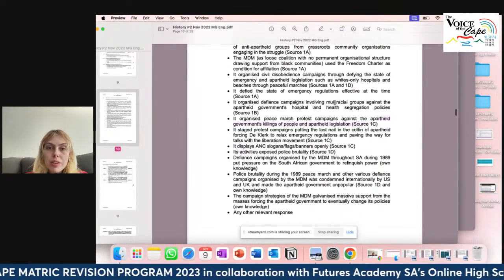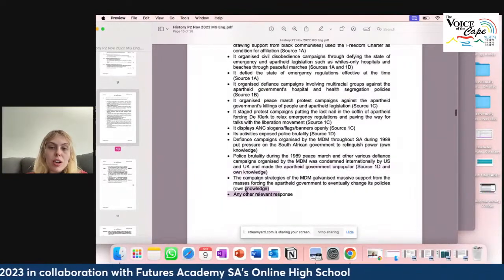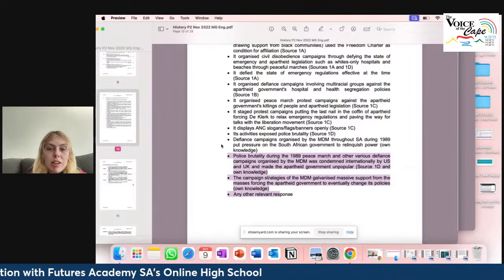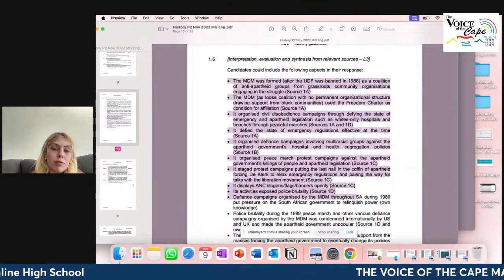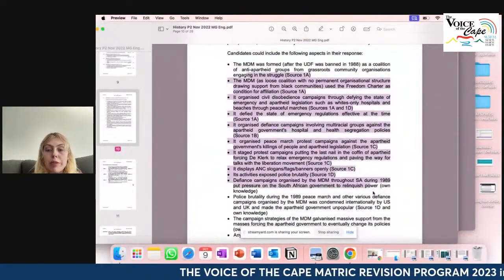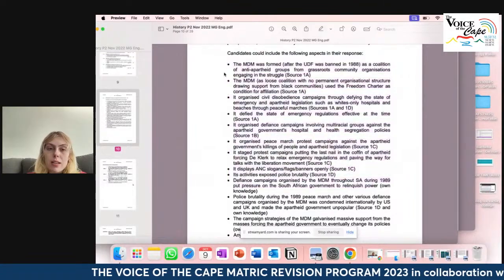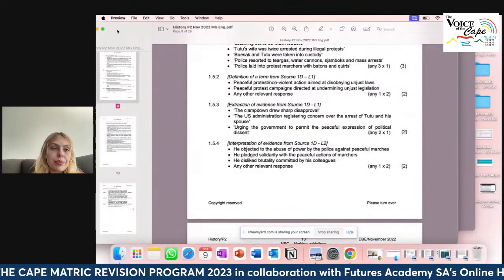And you'll see that all of this information comes from the sources. So you didn't even need to use your own knowledge. If you said even just some of these, not all of them, you would have been able to get full marks. You could use the information from the sources. The trick is to take information relevant to the question.